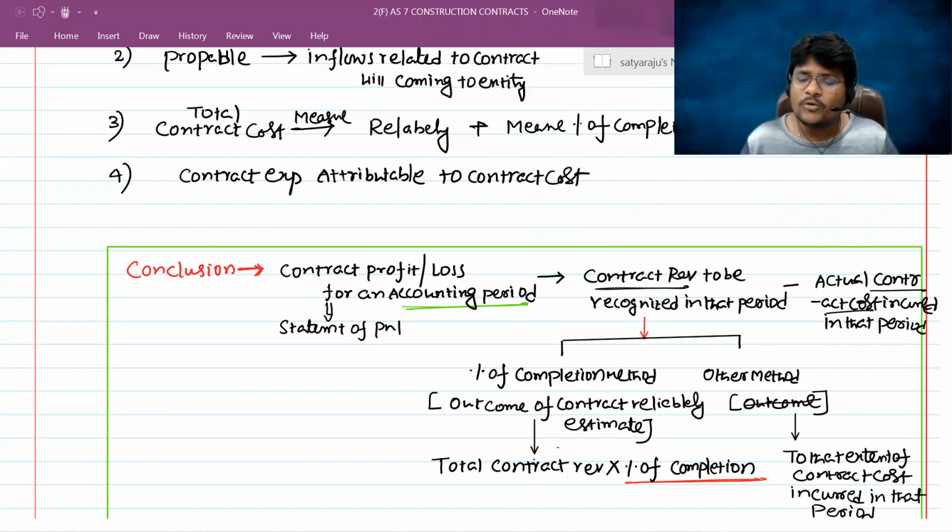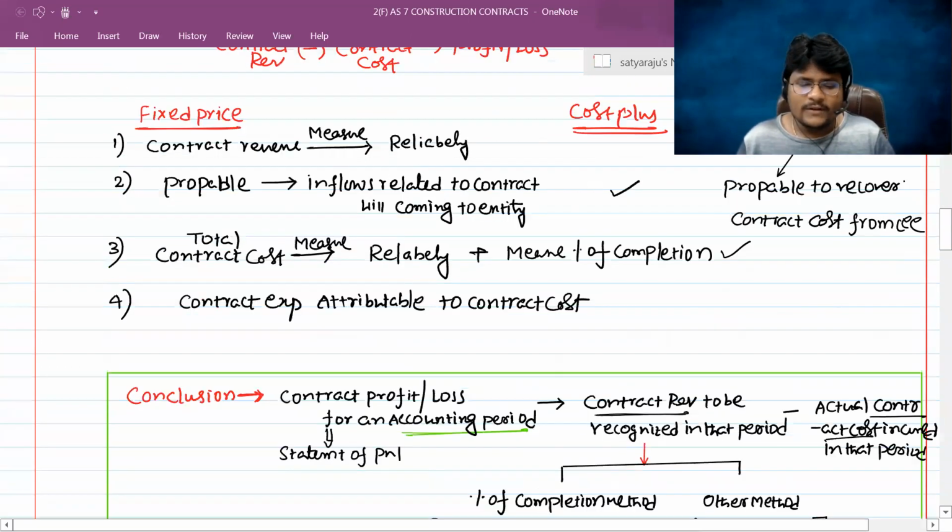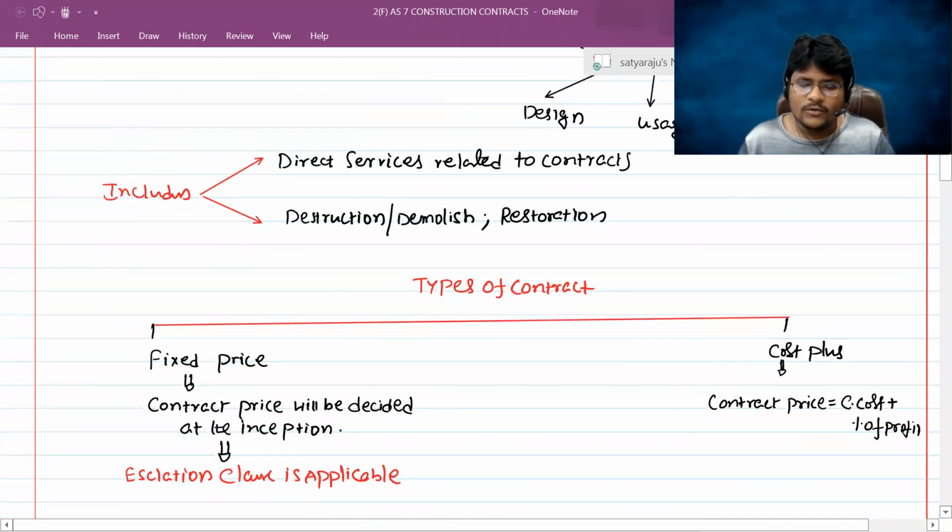This standard is only applicable to the contractor but not to the contractee. Before recognition of the contract revenue, we also discussed the types of contracts, that is, fixed price contract and cost plus contract. A fixed price contract is one where the contract price is decided initially, and the escalation clause also forms part of the contract. In case of a cost plus contract, the contract price is not decided initially. It completely depends upon the cost incurred, and on such cost you can apply a certain percentage of profit.